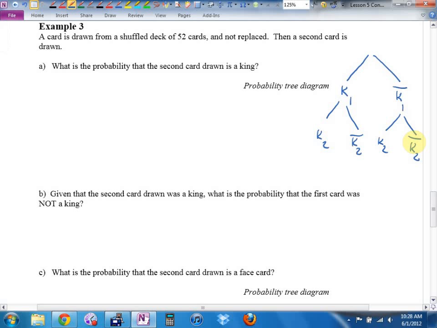Depends on whether that first card is a king or not. By the way, I would even be fussy. It doesn't depend on what the first card is. It depends on whether the first card was a king or not. Anything else, I don't care. All right. Fill in the tree yourself. I'll do it myself. See if we get the same thing.